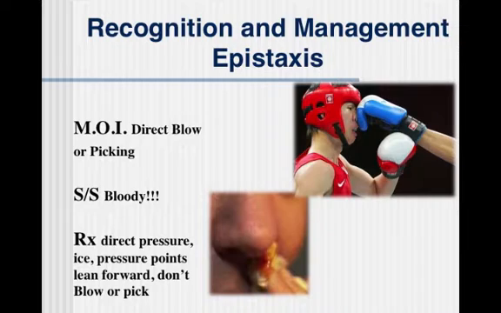Epistaxis is a nosebleed that occurs from a direct blow or oftentimes from nose picking. Direct pressure, leaning forward, applying ice, and pressing the soft tissue just above the lip are treatment protocols. Athletes sometimes insert gauze or tampons in a bleeding nostril so that they can continue athletic participation. This practice is not recommended because it introduces infection into the sinuses.